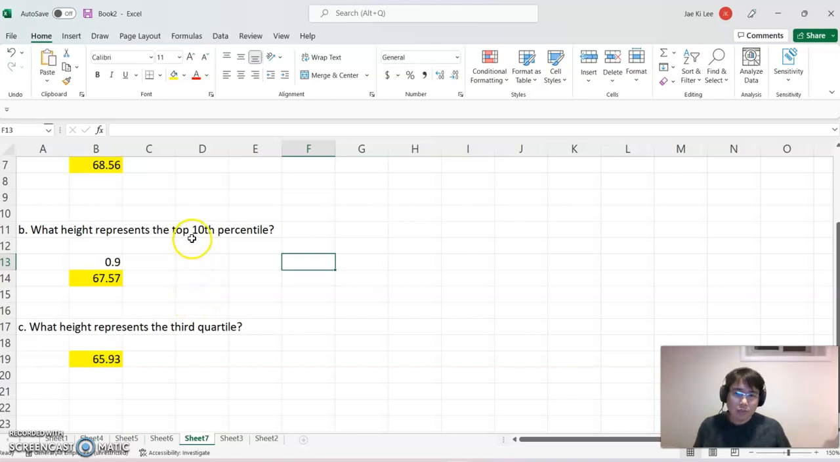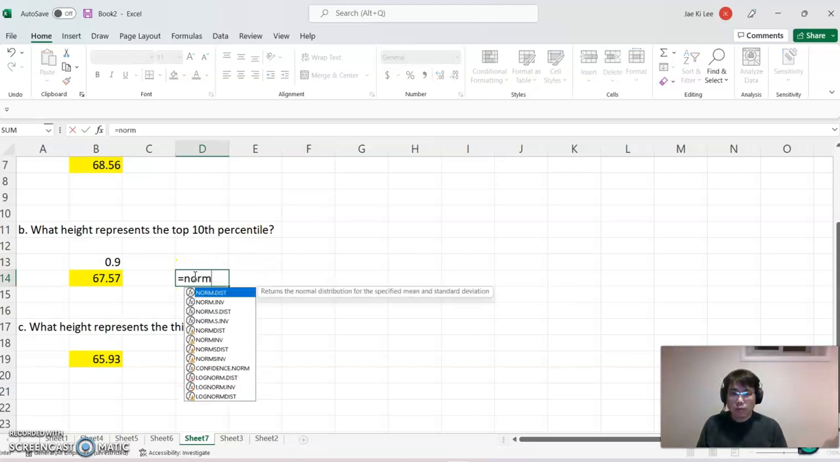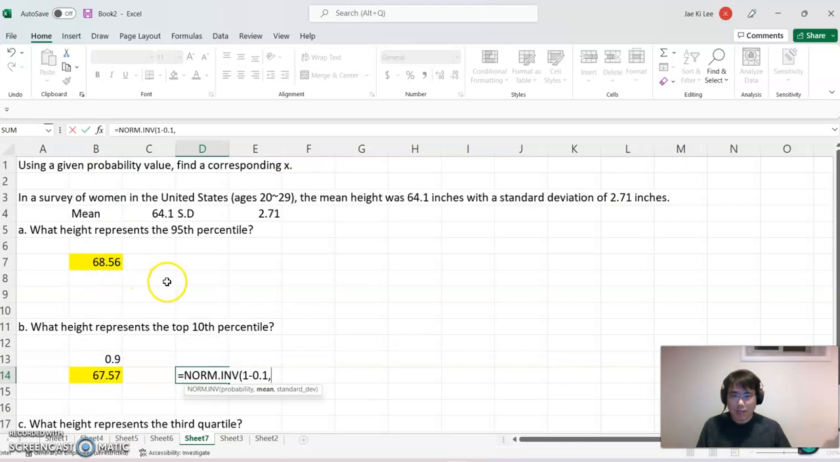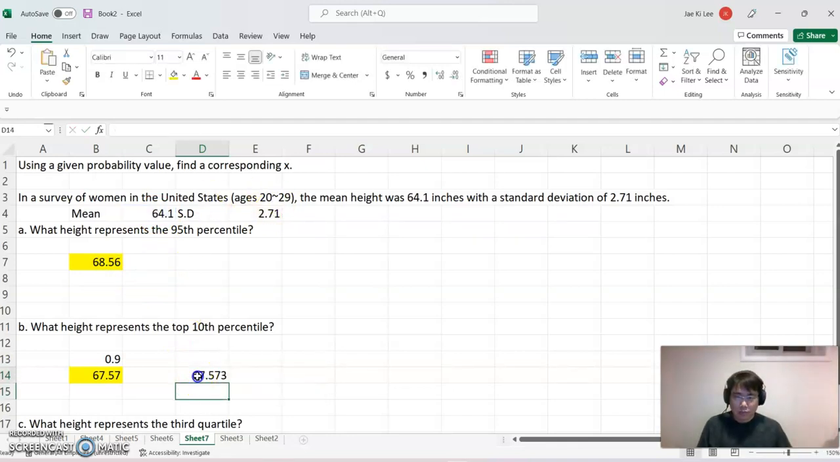But now, for the second case, I can introduce another way to find it. I told you it's the top 10%, then we need to subtract that from 1 first. So you can do it this way too. So equal to NORM.INV first, and for the probability value, you can type 1 minus 0.1 and comma, just copy down the same mean, comma, the standard deviation, and then enter. Then, as you see, you got exactly the same answer. So I can highlight this for you too.